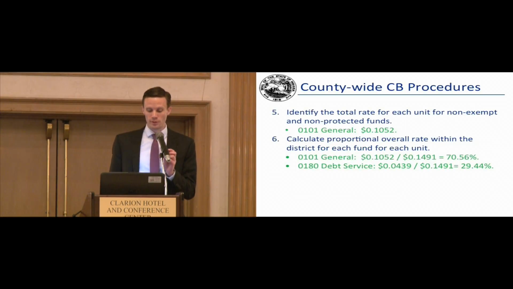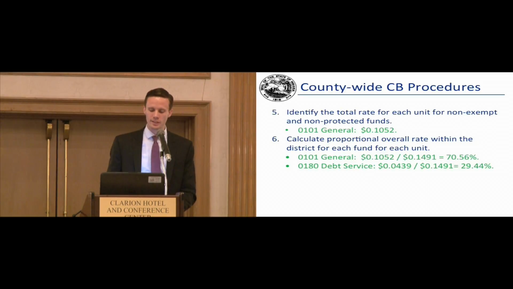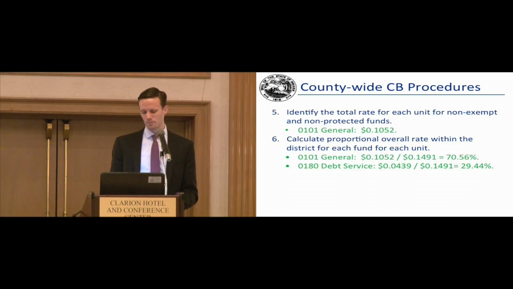So as the next step, we're going to figure out what the total rate is going to be for each unit for non-exempt and non-protected funds. So we're going to be filtering out our debt service funds, and we're going to be filtering out referendum funds, kind of the main categories there. Thinking about the particular taxing unit we're working with, they have a general fund and a debt service fund. So their total non-exempt, non-protected rate is going to be the amount of just the one general fund, a little over 10 cents.